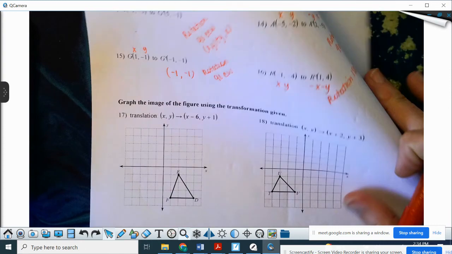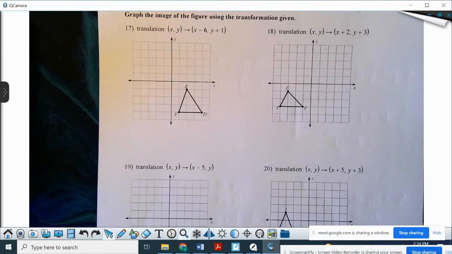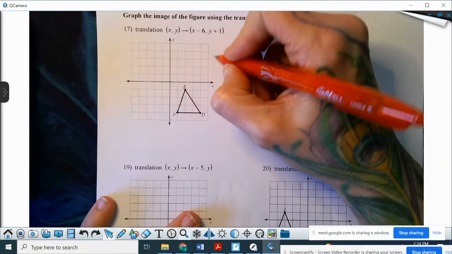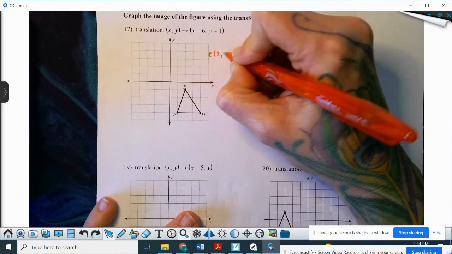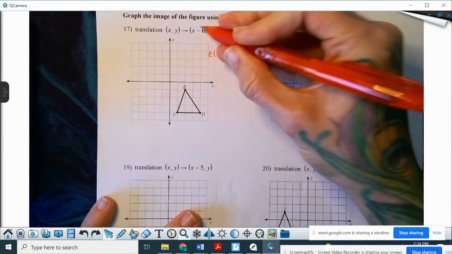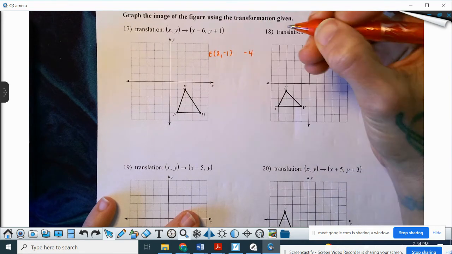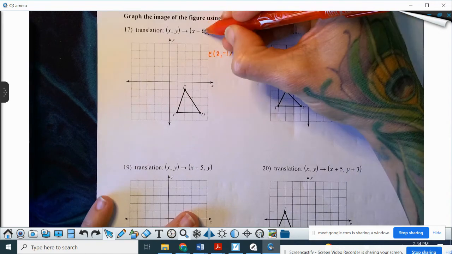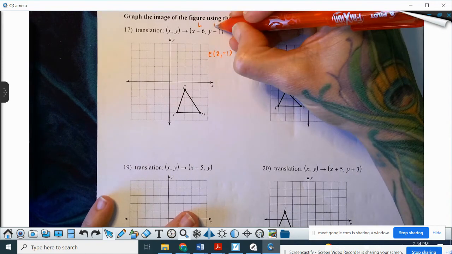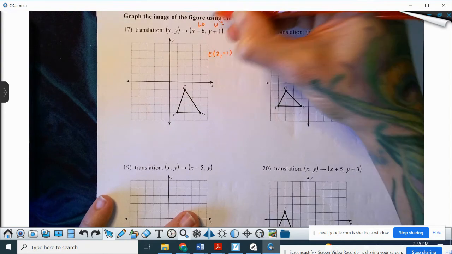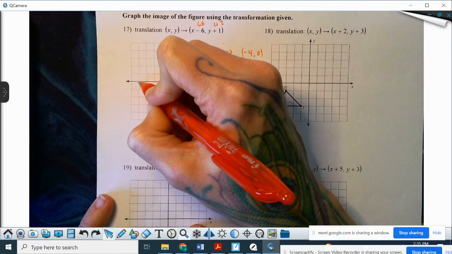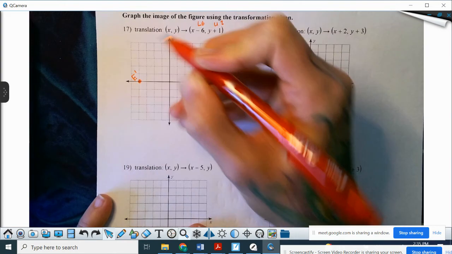Translations, I think, are super easy personally, graphically or algebraically, because you're just looking at the change from x to the next x. So if I look at E, my coordinate is (2, -1), and I'm just going to plug that in. So 2 minus 6 is going to give me a -4. Y plus 1 is going to give me 0. The other idea is this is going to move left 6 and up 1. So I'm going to move my E 1, 2, 3, 4, 5, 6 and up 1. And that's where the (-4, 0) comes from.